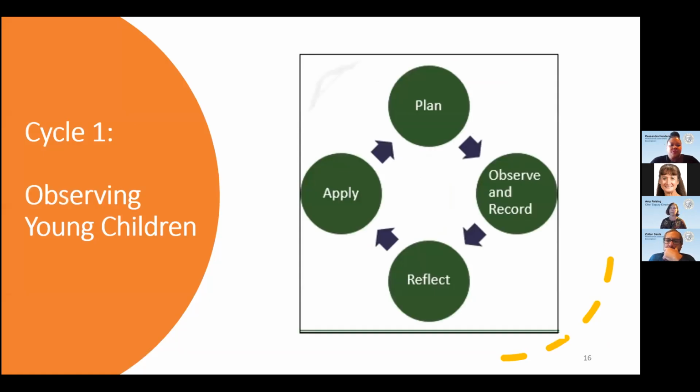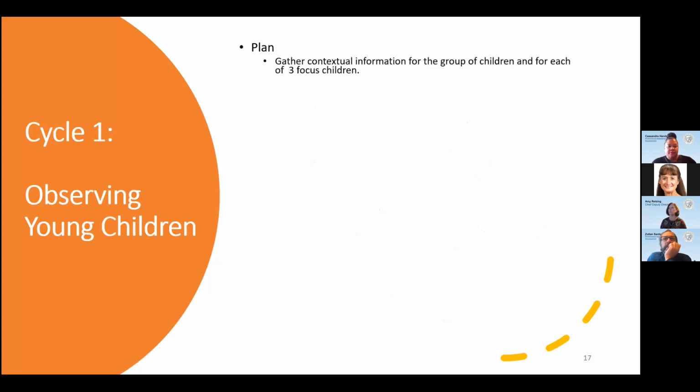Okay, so this first cycle, observing young children, has 4 steps. Step 1 is plan. Step 2 is to observe and record. Step 3, the candidate reflects on what they've learned from their planning and observing and recording. And step 4 is apply. And I'll go into some more detail on the next slide here. So in the planning phase for this first cycle, the candidate's going to gather all of the contextual information about the group of children they're working with and for each of 3 focused children.